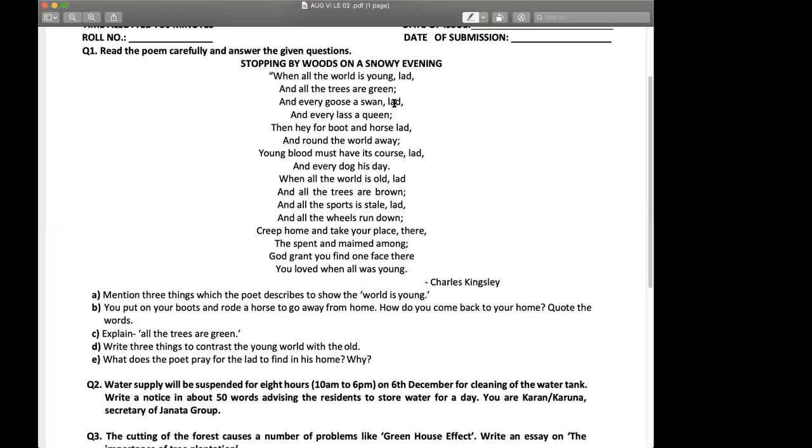Explain all the trees are green. What does this mean? When the trees are growing, they are in the growing phase. They have green leaves. That means everything is very fresh. When the world is young, when the world is growing, everything is very fresh. Contrast means difference between young and old. We have just discussed, trees are green, that means they are growing, and when they become old, they start shedding their leaves. Girls become old, right? And people also die.